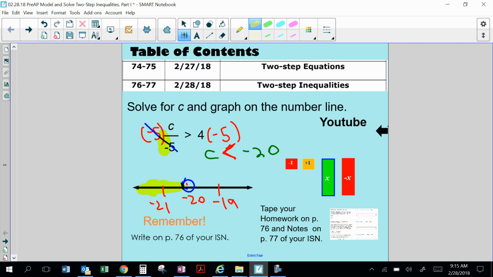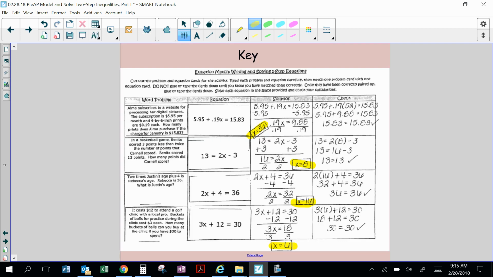So please take out your homework. You may need to pause to give students the opportunity to take out their homework from last night. Welcome back. Here are the answers to our homework from last night. Question number 1, x equals 52. The second one, x equals 8. The third one, x is equal to 16. The last one, x is equal to 4. So 52, 8, 16, and 4.